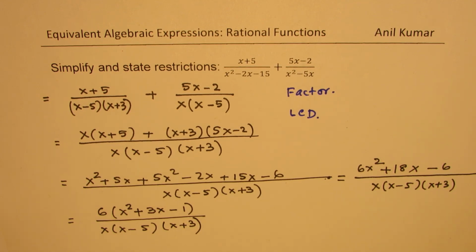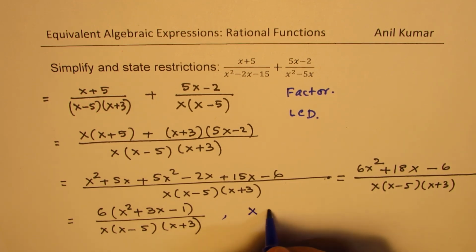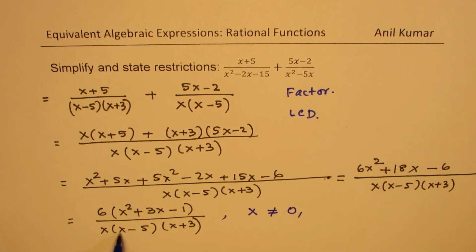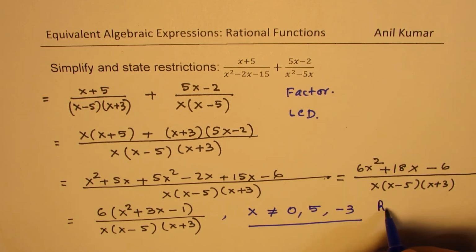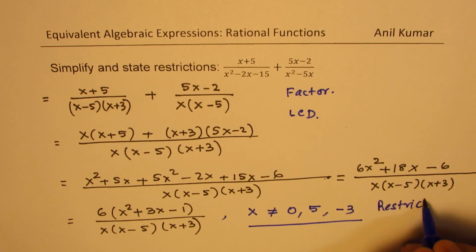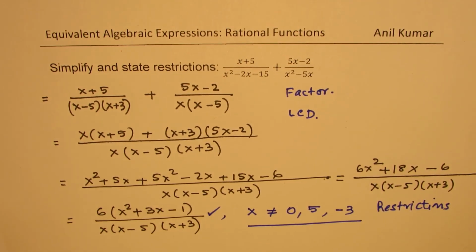Now, important part here is also to write the restrictions. So the restrictions is that the denominator cannot be 0. So we get x is not equal to 0. Then this factor will be 0 for 5, and this will be 0 for minus 3. So these 3 becomes the restrictions. And that is the simplified form. Is that correct? So that is how we have to do addition and subtraction of rational functions. So I hope with this, the basic concept is absolutely clear.